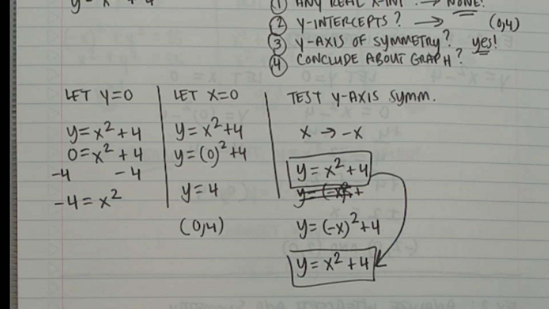Now let's reason. So we know that the graph has no real x-intercepts. We know that the graph crosses the y-axis at 0, 4. And we also know that this graph is symmetric with respect to the y-axis. And since x squared is always greater than or equal to 0, x squared plus 4 is always at least 4.